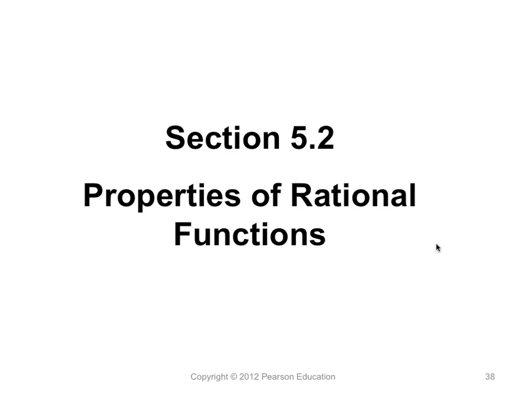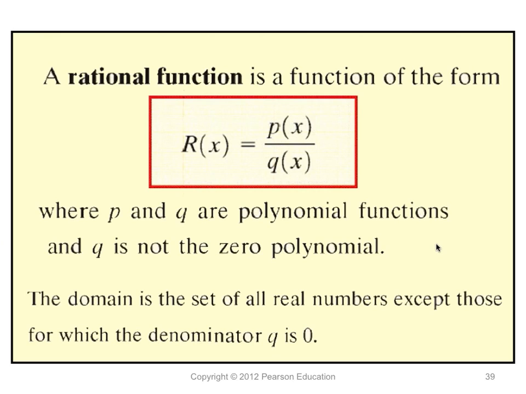Okay, section 5.2 is about properties of rational functions. So a rational function is just a function that's in the following form, and we had kind of talked about this. P of x is a polynomial, q of x is also a polynomial, but not the 0 polynomial. So a rational function is just where you have two polynomials, one divided by the other.